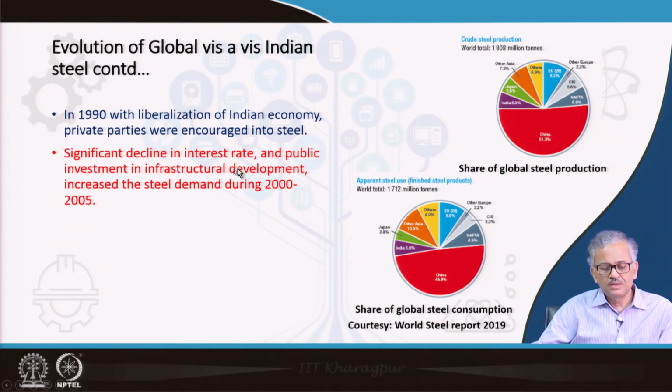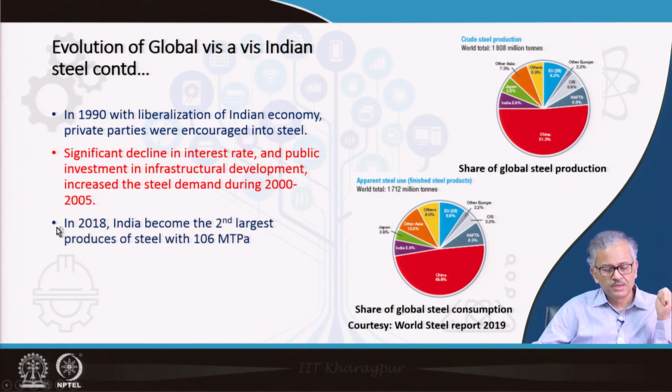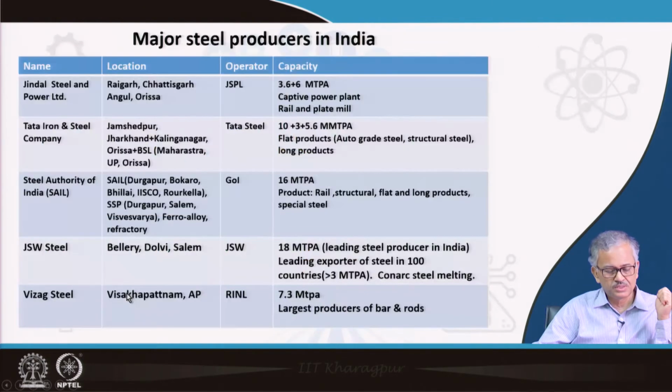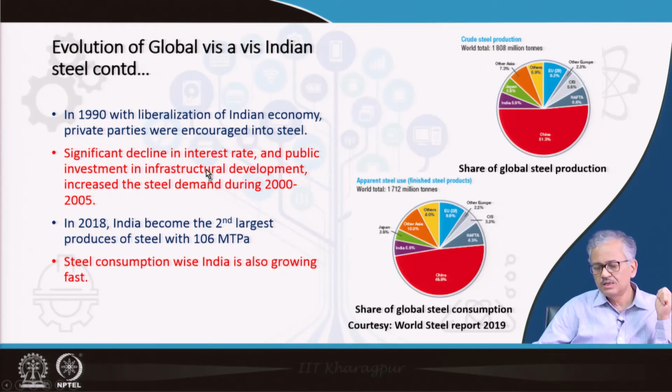Then there was public investment in infrastructure development, which also gave a lot of boost to the steel demand in India. As a result, the steel demand increased during 2000 to 2005. In 2018, India became the second largest producer of steel with 106 million tons. Steel consumption wise, India is also growing fast. So that is basically the production. Production wise, India is the second largest producer today, and consumption wise it is also increasing.